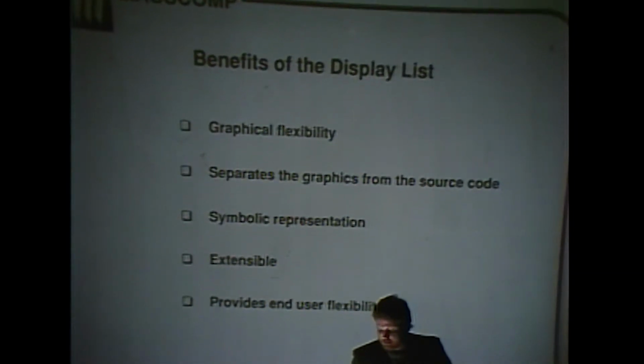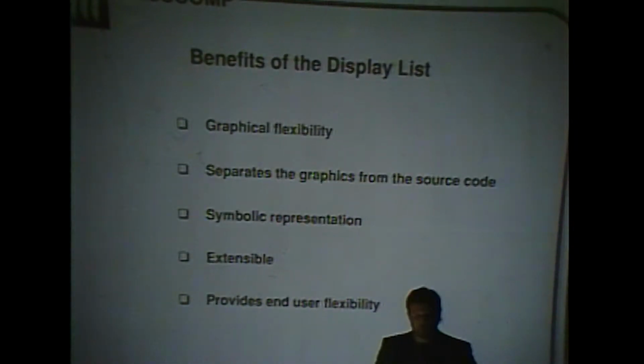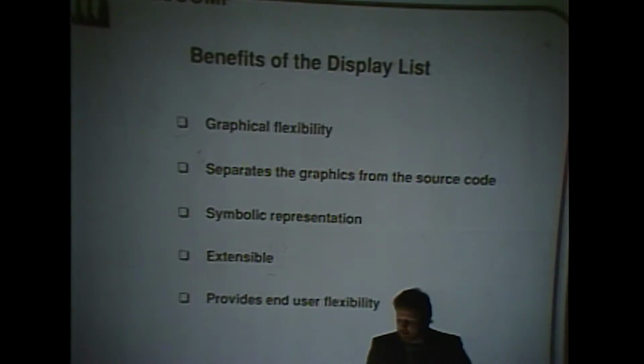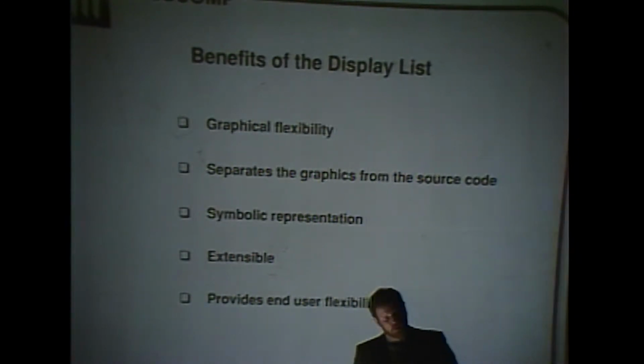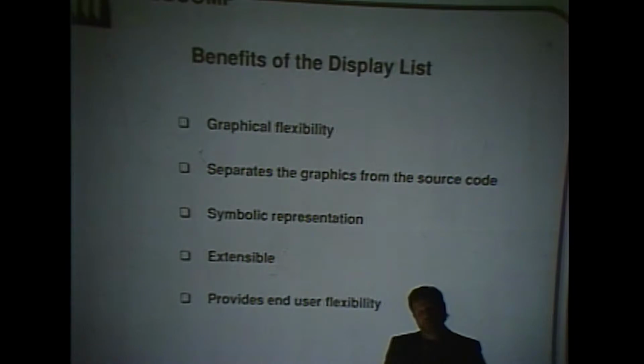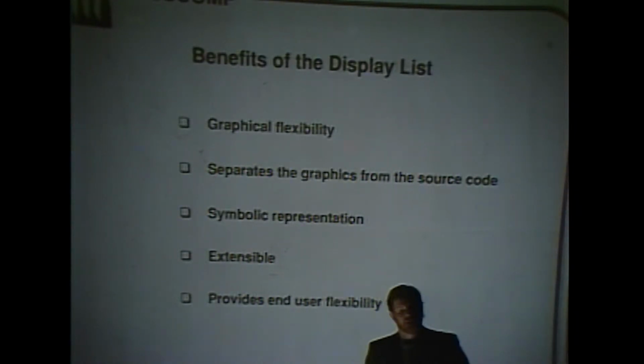The benefits of this mechanism are that it gives us much greater graphical flexibility. It separates the graphics from the source code, so we aren't going back to the application to change the graphics, which is currently how the widgets are implemented in the toolkit. It's a symbolic representation, so you can go in with that widget editor and, similar to MacDraw, move vectors around, move rectangles around, and have all that information symbolically there.